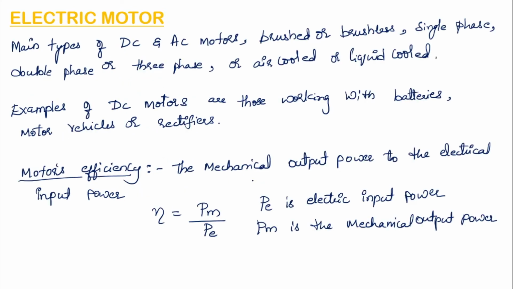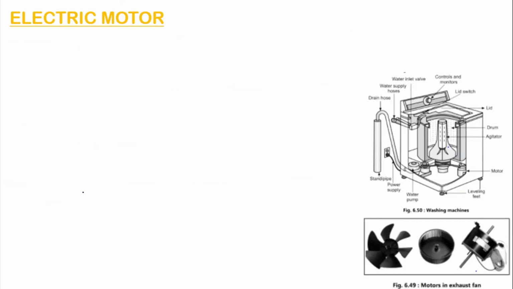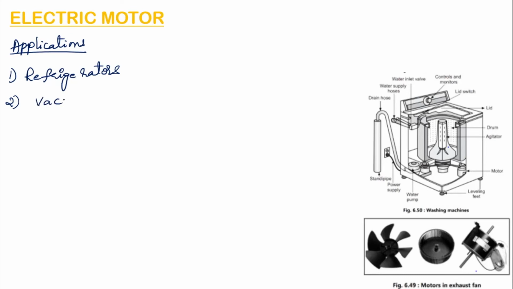So what are the applications of this electric motor? Here you can see there is a motor in a ceiling fan. This portion is the motor of the ceiling fan. Likewise, this motor is used in various applications. It is used in refrigerators. The function of an electric motor is to convert electrical energy into mechanical energy. It is used in vacuum cleaners.